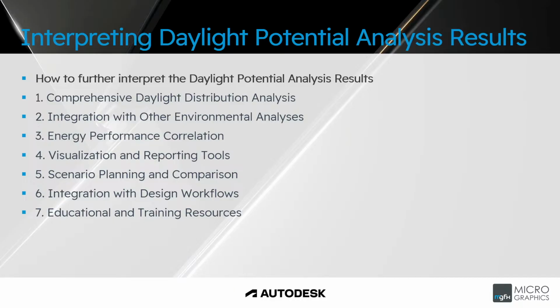Scenario planning and comparison. Design iteration comparisons. Designers can compare multiple design iterations to see how changes in building geometry, window placement, or material affect daylight performance. This aids in making data-driven decisions and to select the best design option. Forma can simulate the impact of surrounding buildings in urban context on daylight availability. This helps in understanding how shadows and reflections from neighboring structures influence the building's daylight performance.